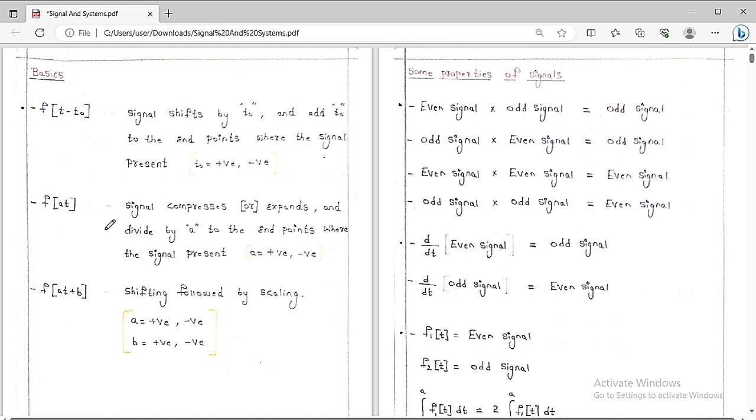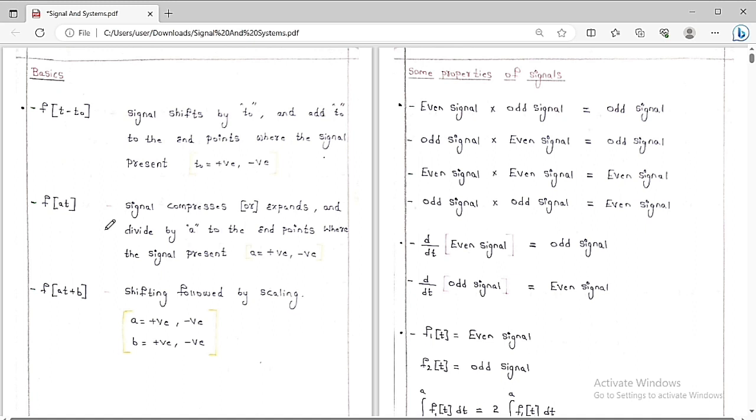Suppose a is greater than 1, then what is going to happen? If a is greater than 1, the signal is compressed. If a is less than 1, the signal is expanded. You always have to keep this point in mind. Whenever a is greater than 1, suppose t is equal to 1, then I am going to get f of 2. So it is compressing. If a is greater than 1, the signal is compressed. If a is less than 1, the signal is expanded. a can be positive or a can be negative. So always remember this important point.